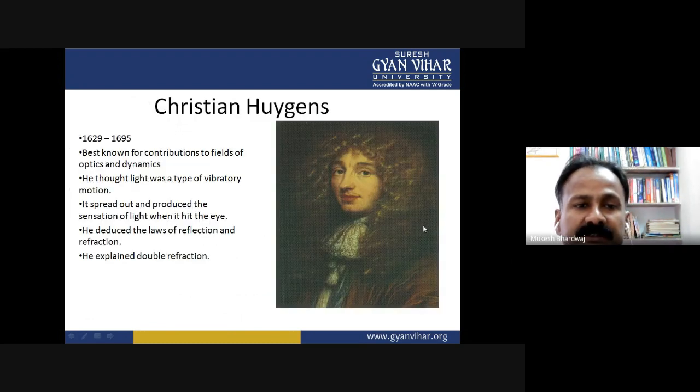Christian Huygens, from 1629 to 1695, is best known for contributions to the fields of optics and dynamics. He thought light was a type of vibratory motion. It spread out and produced the sensation of light when it hit the eye. He deduced the laws of reflection and refraction. He explained the double refraction.